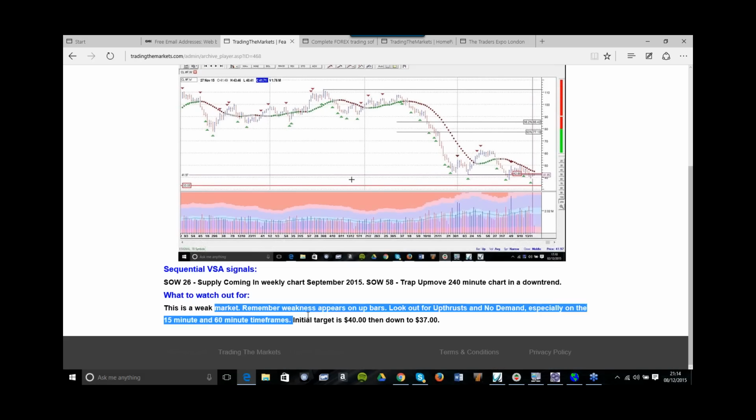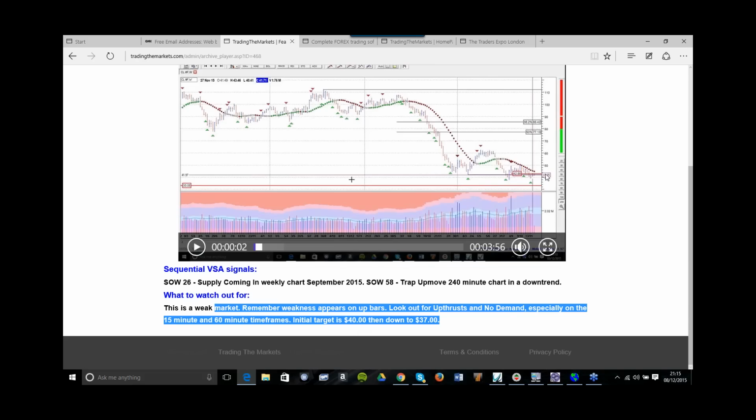But this was a weak market. Remember, weakness appears on up bars. Look for upthrust and no demand, especially on the 15 and 60-minute time frames. Initial target: we're trading at 42, nearly there, was down to 37.